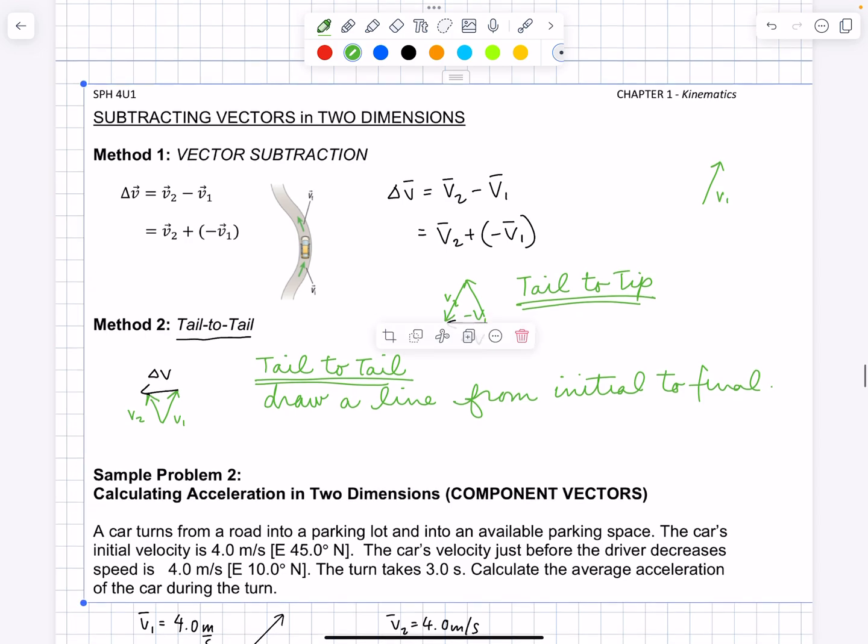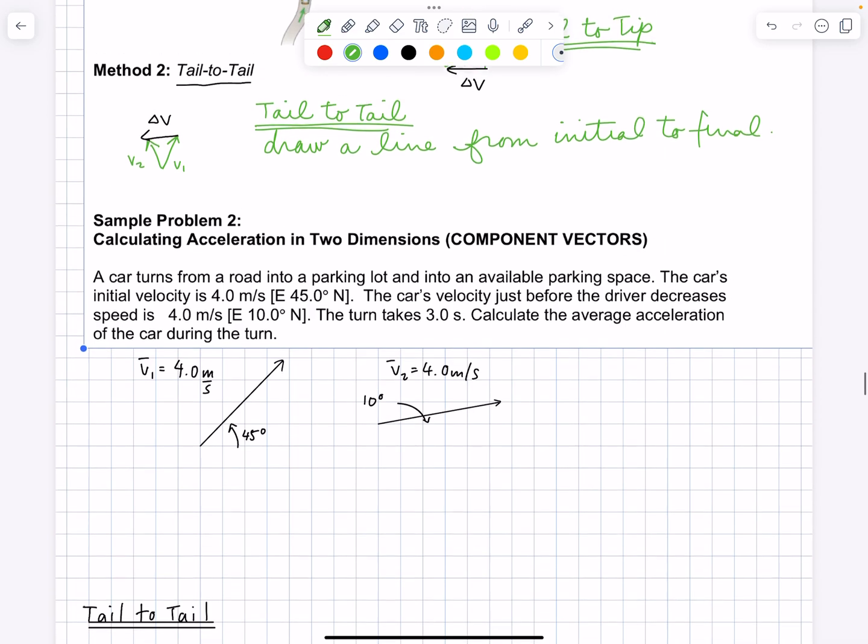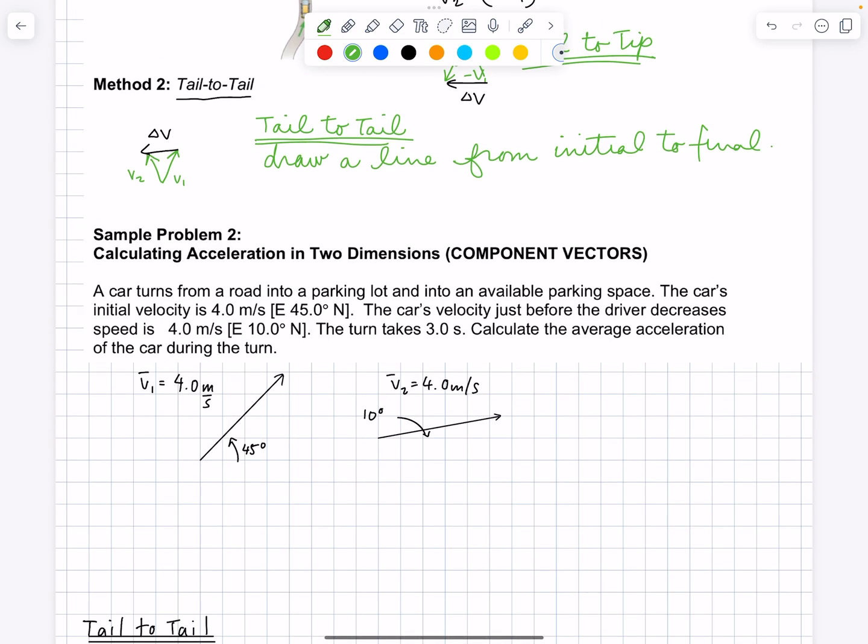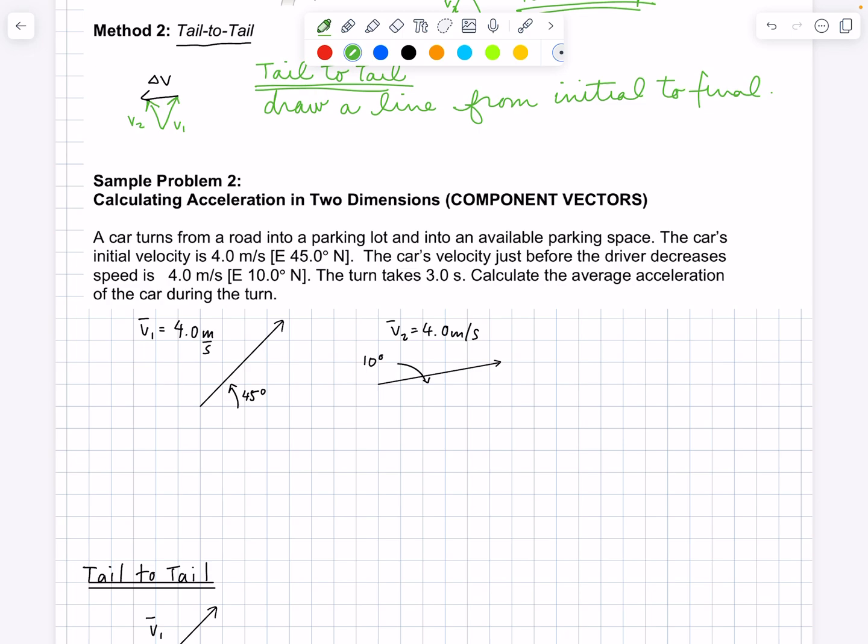Let's do a problem where we're calculating acceleration in 2 dimensions. We're going to look at this in 2 different ways. First, I want us to look at it in terms of component vectors. A car turns from a road into a parking lot and into an available parking spot. The car's initial velocity is 4 meters per second, 45 degrees north of east. The car's velocity just before the driver decreases his speed is 4.0 meters per second, 10 degrees north of east. The turn takes 3 seconds. Calculate the average acceleration.